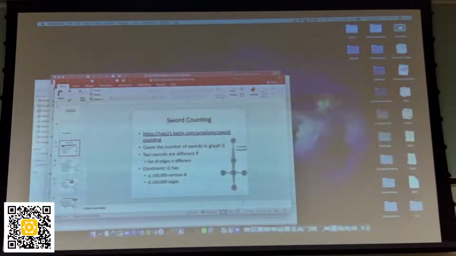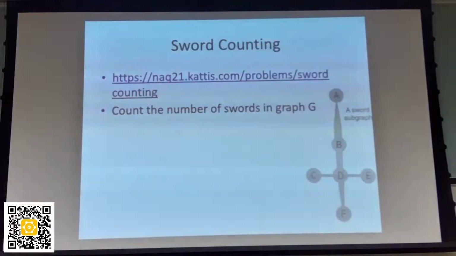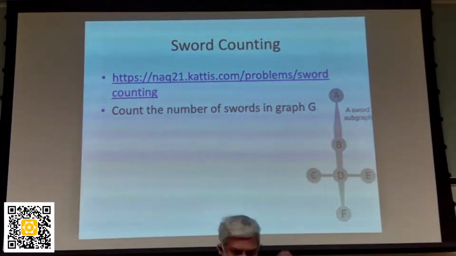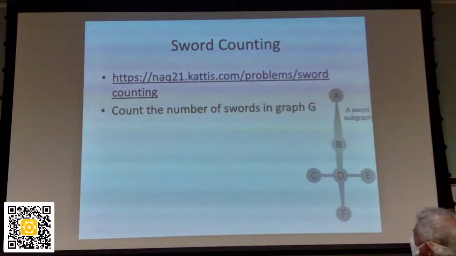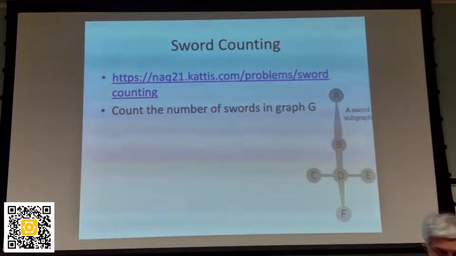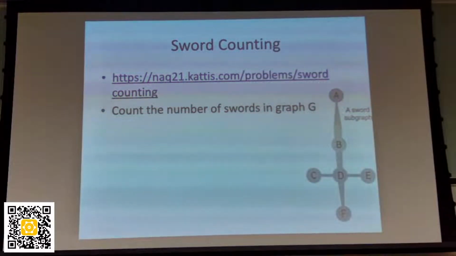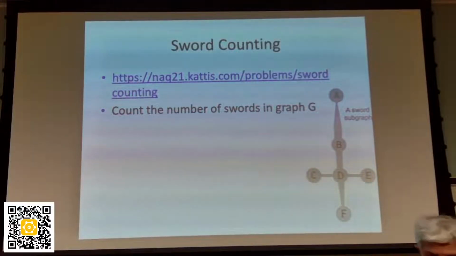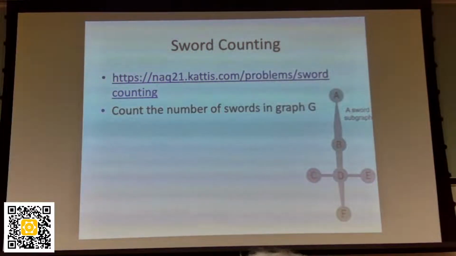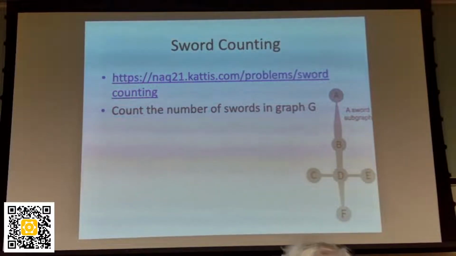So here's what the problem is about. You're given a graph, and you're asked to count how many swords there are in this graph. What in the world is that? A sword looks like this. It's got 6 vertices, and you're given some complicated graph, and you're supposed to find as many of these swords as possible, and count these and give the answer. Would it be like a long sword? No, it cannot be longer than this. That's it. It has only 6, fortunately.